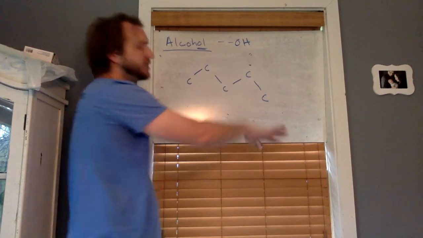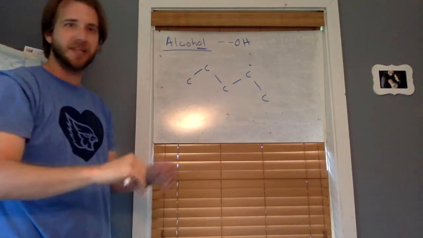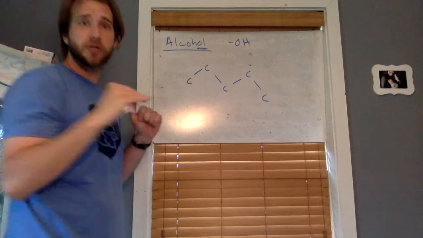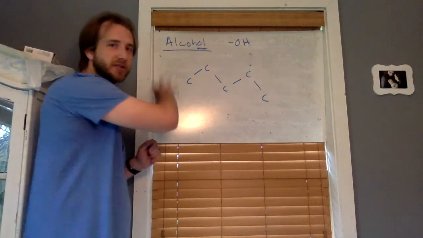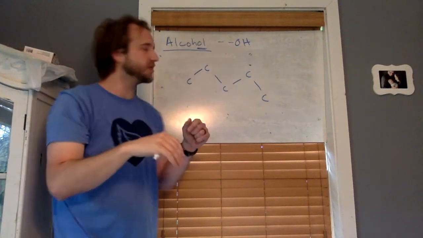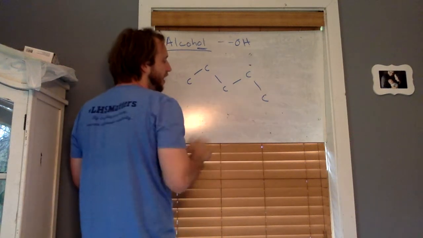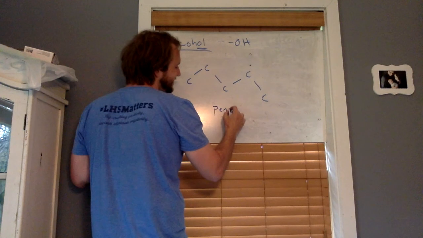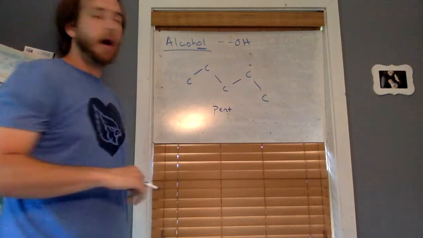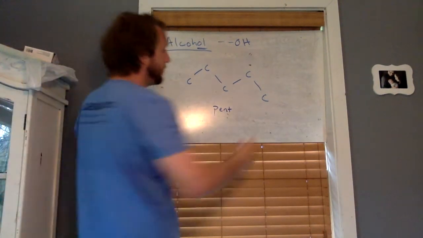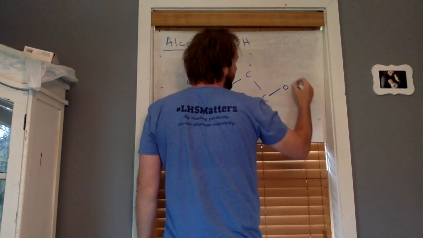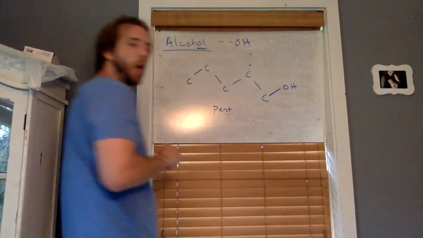So here I've just got a base carbon chain in semi-structural form. I don't have the hydrogens on here just to make it easier for us to look at an example. We could go ahead and say 1, 2, 3, 4, 5 carbons. Our base name is going to be pent. And so I'm going to go ahead and make an alcohol. I'm going to attach, coming off of this last carbon, an OH group.